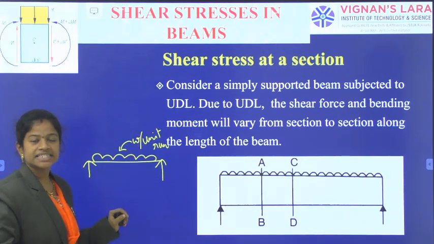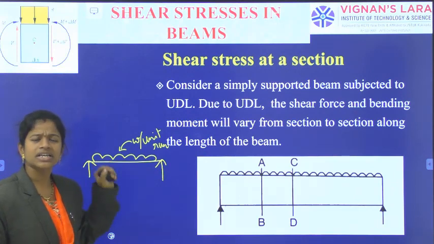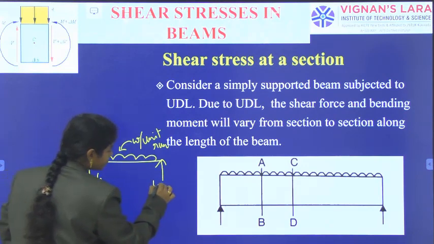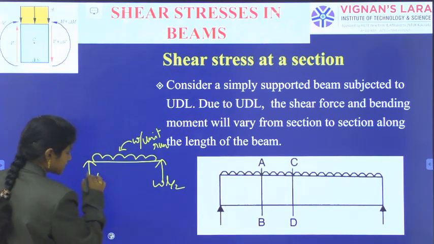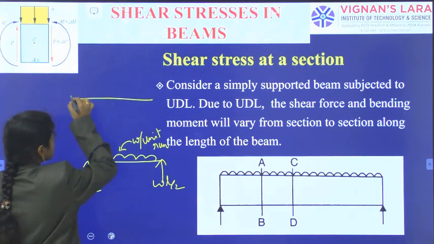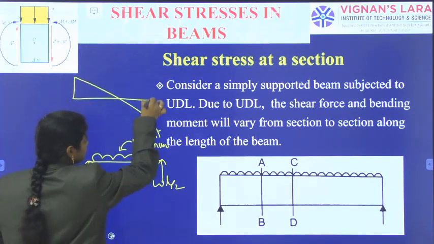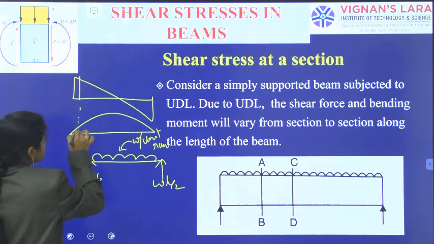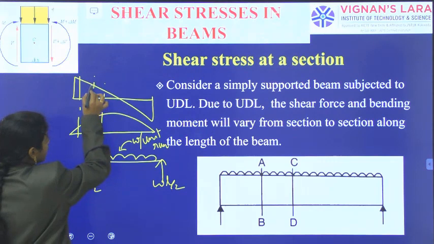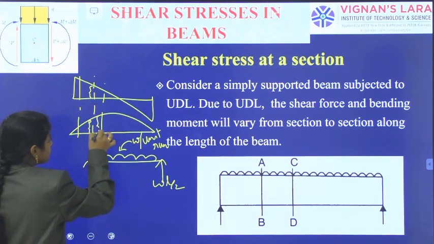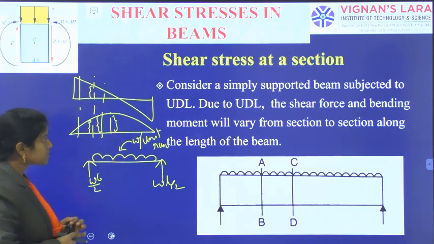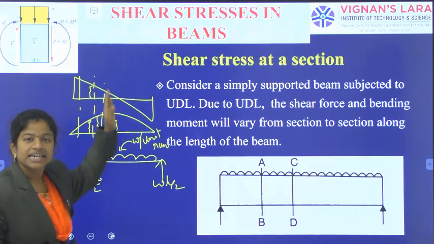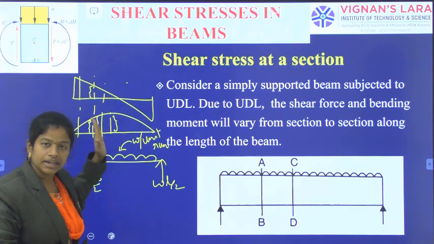So due to this intensity of the load, what is happening? What is the shape of the shear force diagram? As it is W, it is WL by 2 and WL by 2, and it is observed that the shear force is varying like this, and the corresponding bending moment diagram is like this. So from section to section the shear force value is changing and the bending moment values are also changing, right? The height of the shear force diagram and the height of the bending moment diagram indicate the shear force at the section and the bending moment at the section.